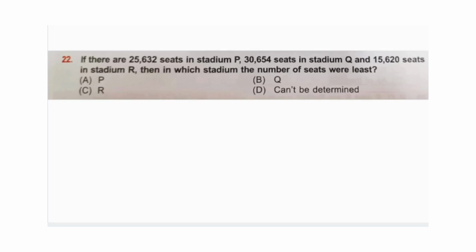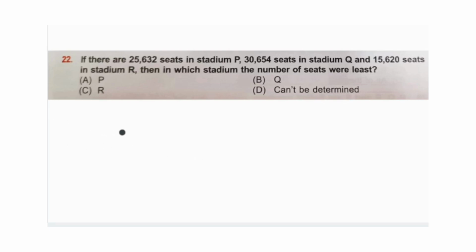Let's look at question number 22. The question reads as follows. If there are 25,632 seats in Stadium P, 30,654 seats in Stadium Q, and 15,620 seats in Stadium R, then in which stadium was the number of seats least? To determine this, let's find out.